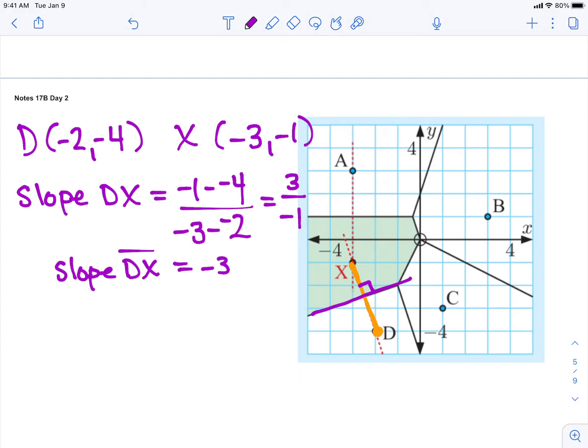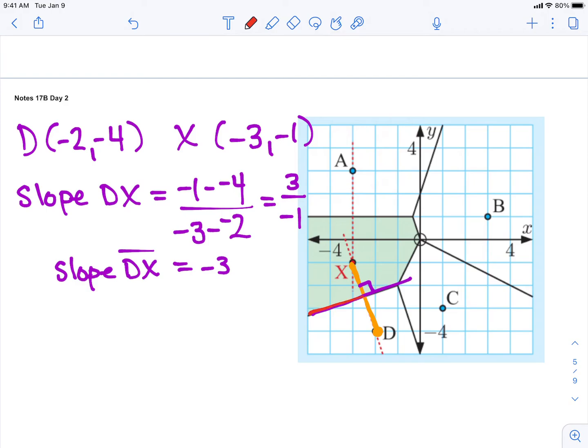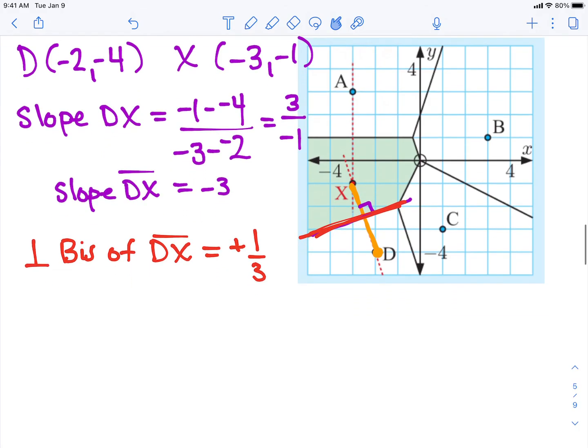All right, so then the perpendicular line, this purple edge right here, I'll just color that in red, that perpendicular bisector of DX would be the negative reciprocal, so it's going to be positive 1/3.